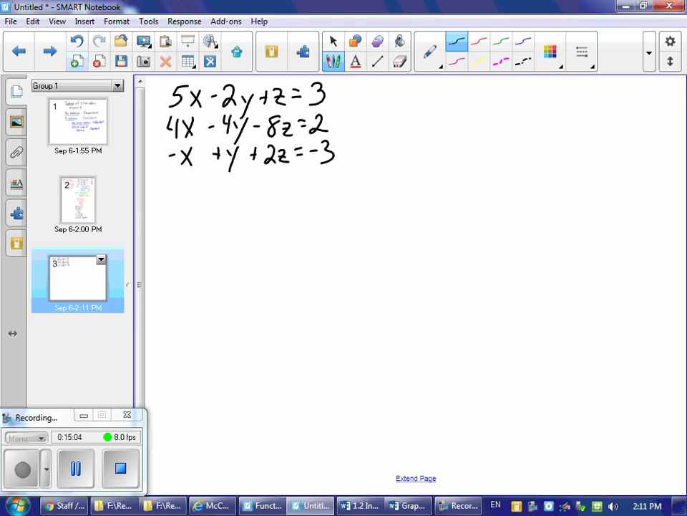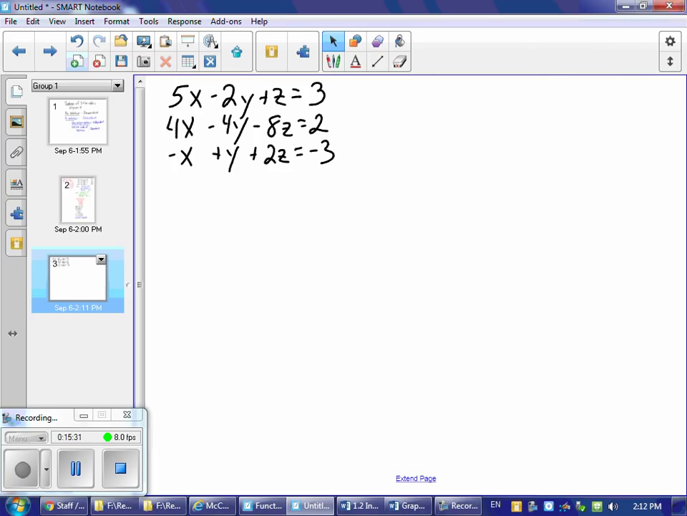So again, we're going to pick any two equations that we want to start with that we might be able to get rid of a variable easily. In this case, none of them are exactly the same. The x's have a 5, a 4, and a -1 as their coefficients. The y's have -2, -4, and 1. And the z's have 1, -8, and 2. So it really doesn't make any difference which one we pick. None of them are going to work just by simply adding or subtracting right away.